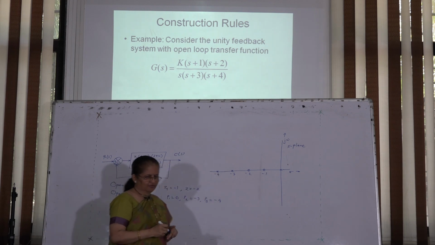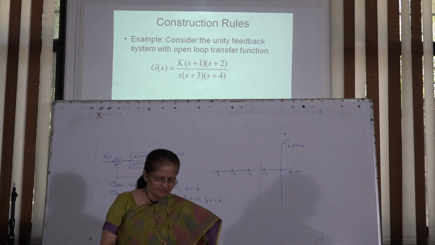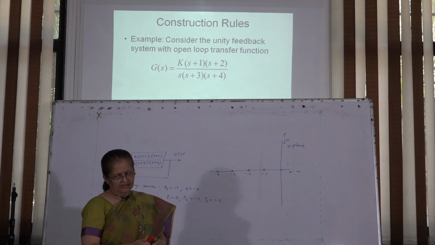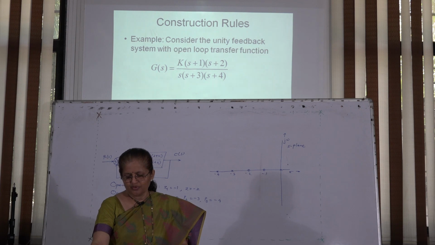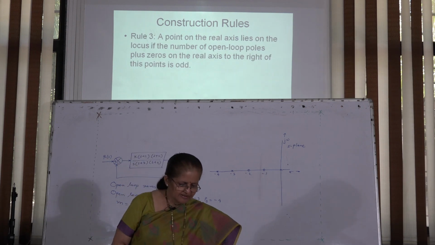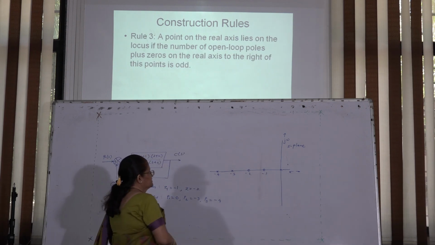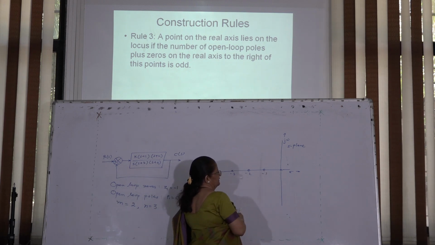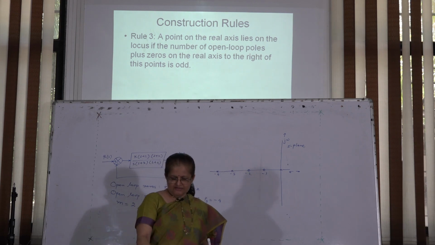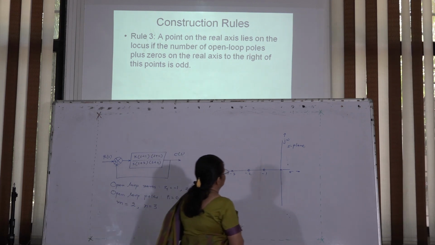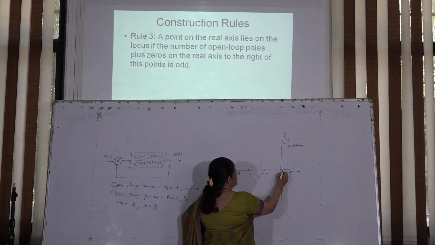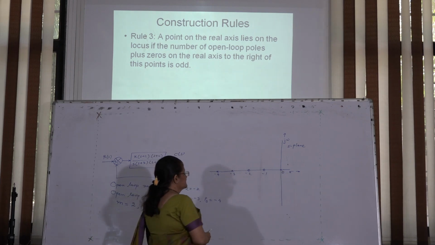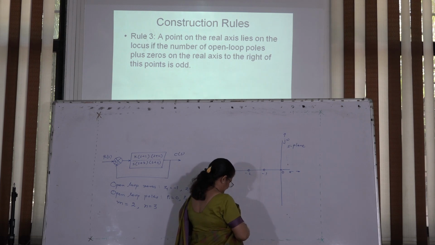Now, we will see which part of the real axis will lie on the root locus by considering rule number 3 particularly. Okay. So, consider now 0 to minus 1. Okay. So, when we are considering 0 to minus 1, any point in between. So, this is 0. So, consider I am considering this as the test point.